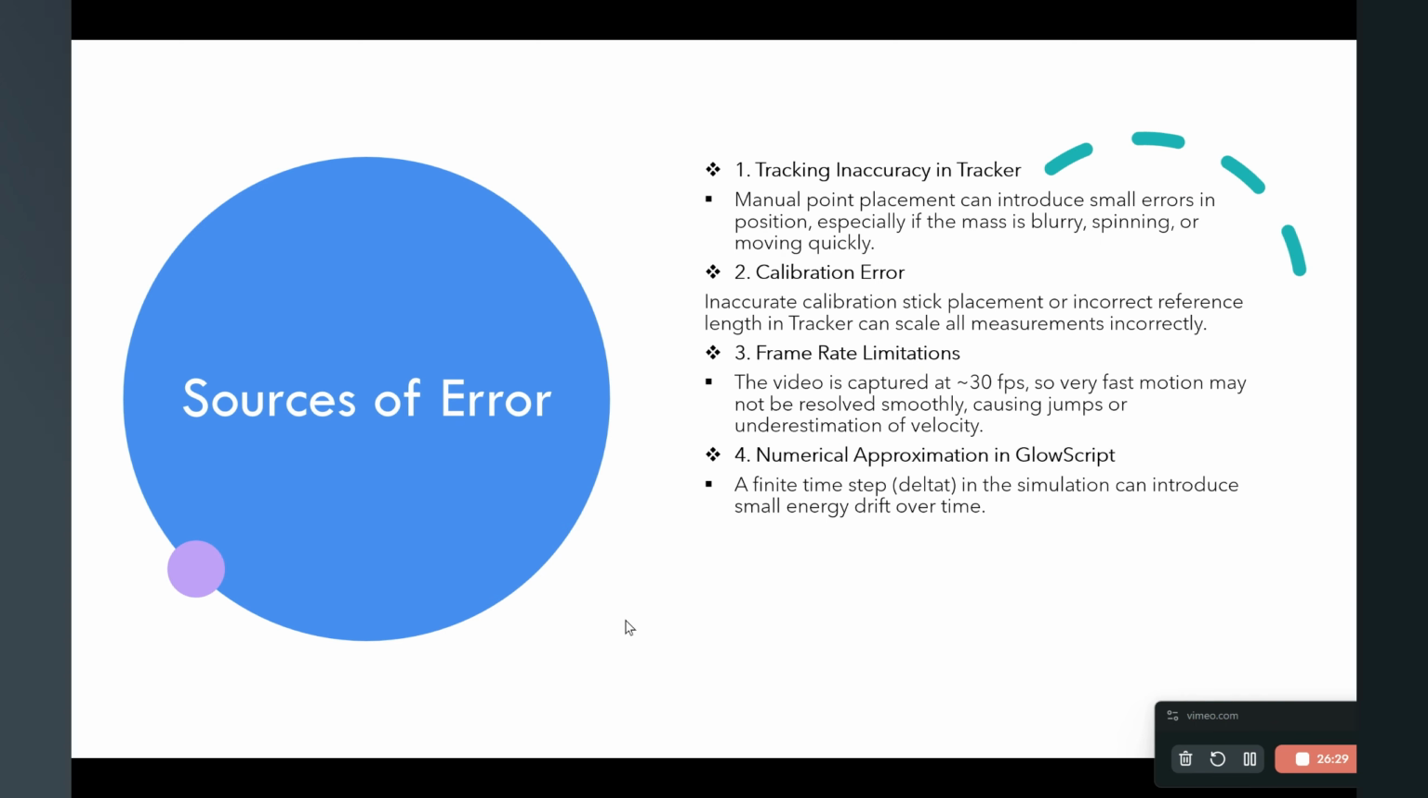And now we come to sources of error. One source of error could be tracking accuracy in Tracker. Manual point placement can lead to small errors in position, especially if the mass is blurry, spinning, or moving quickly. There could be a calibration error: inaccurate calibration stick placement or incorrect reference length can make Tracker scale all measurements incorrectly. Frame rate is limited to 30 fps, so something very fast may not be resolved smoothly and could cause jumps or underestimation of velocity. There is also numerical approximation in GlowScript. A finite time step in the solution can introduce small energy drift over time.